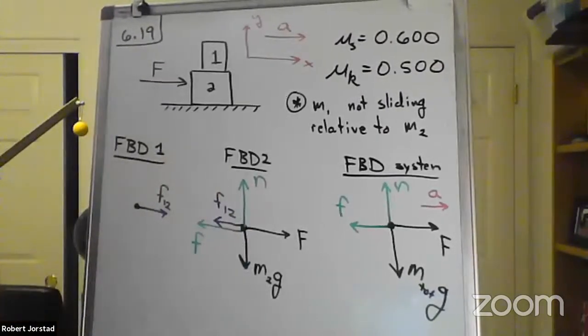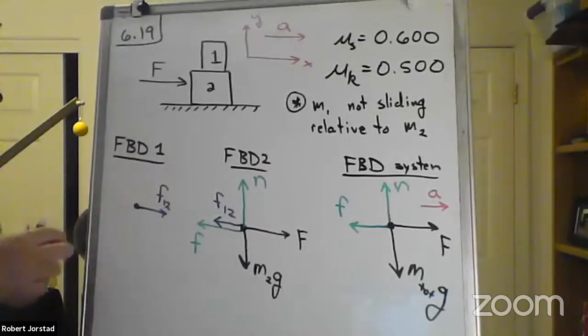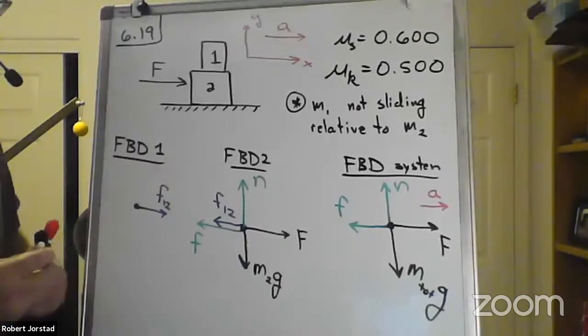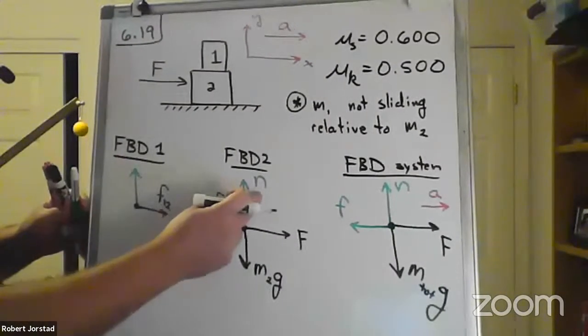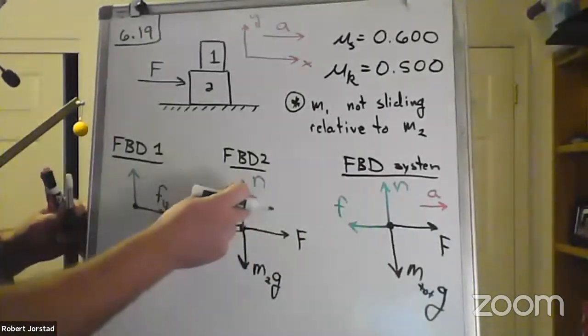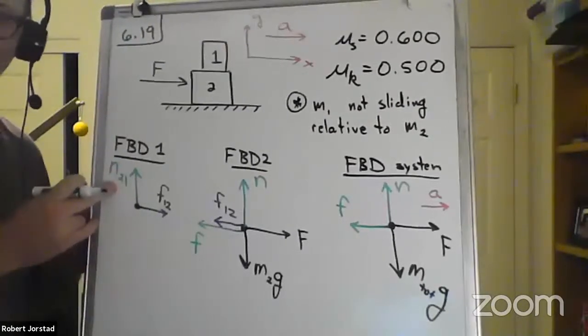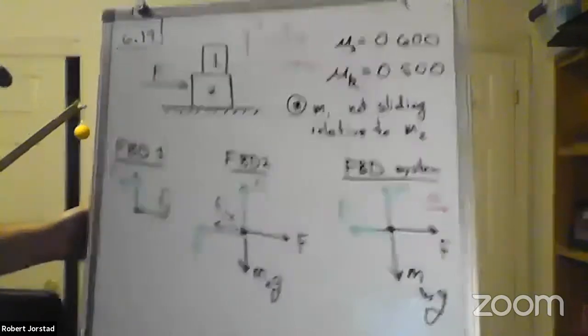Sweet. Okay. So what's another force on FBD1? Normal force between 2 on 1. Yeah, and so here we probably don't want to use the same letter N because this is from the floor, this is from object 2. So why don't we just call this N21 or N12, whatever you want.